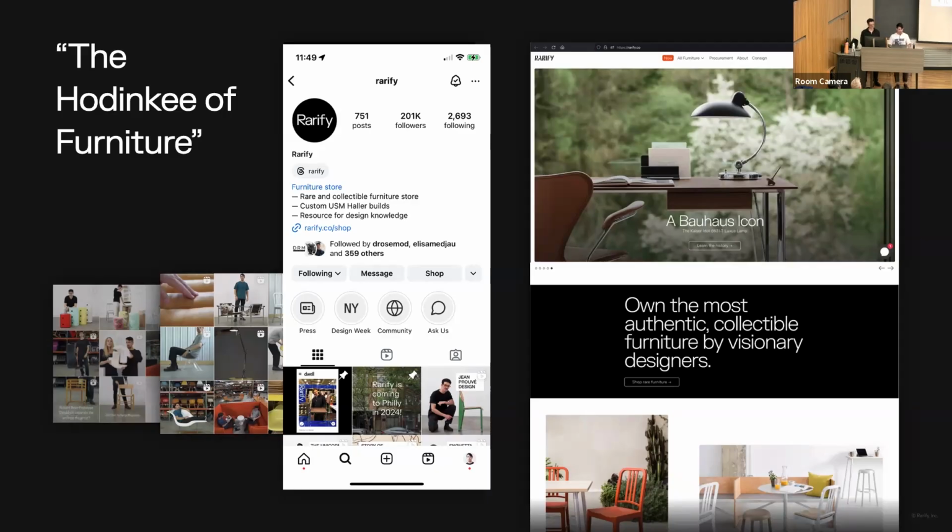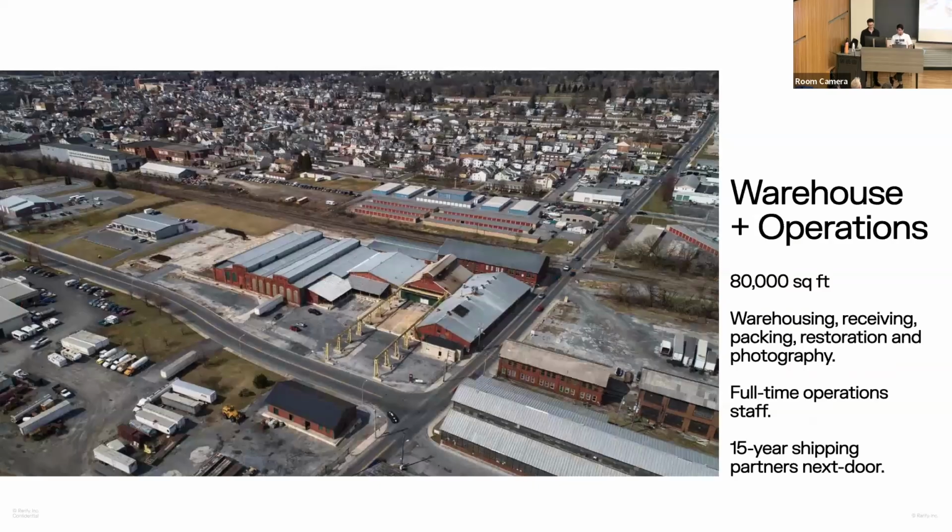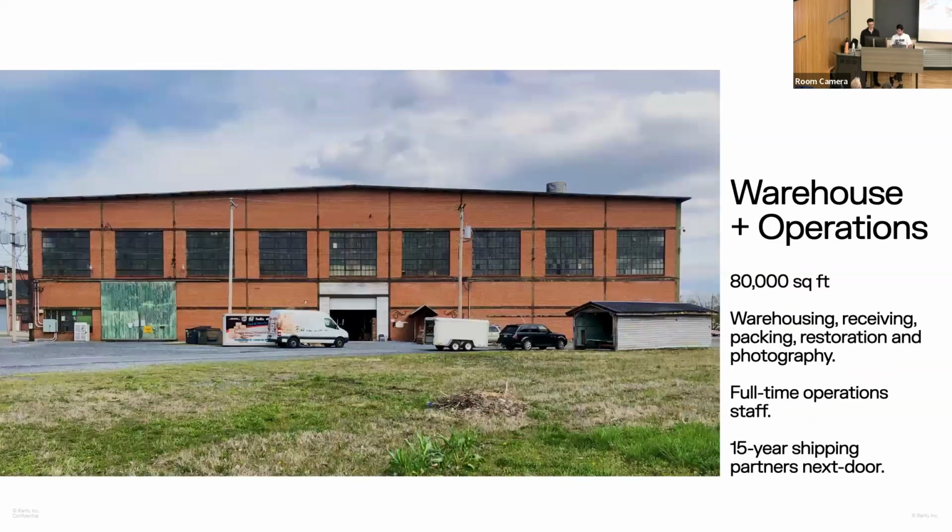On social media, as of today, we have 201,000 followers. Nice. Our physical space includes this fully built out 10,000 square foot showroom, 80,000 square feet of operational space spread across multiple buildings in the same complex, that Bethlehem Steel complex from before. And just to give you a sense of scale, this is the short side of the building. It spans about a half mile long.